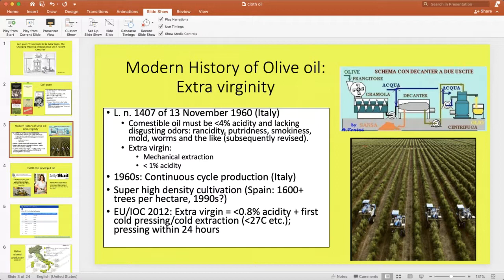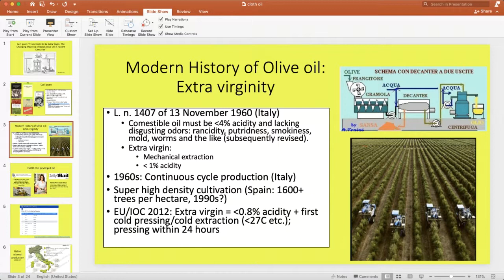The terms virgin and extra virgin once upon a time were used very little. They became more frequently used and codified, as I say, in 1960. Since then, extra virgin has had a specific meaning: oil with less than 1% acidity that's acquired by mechanical extraction. I'll talk later on about why that's important.